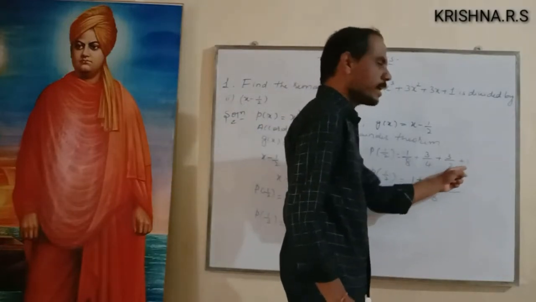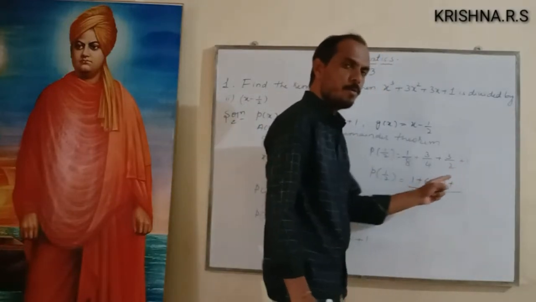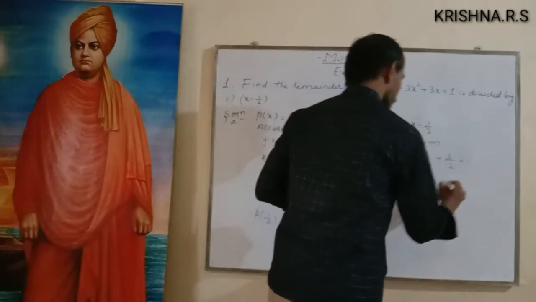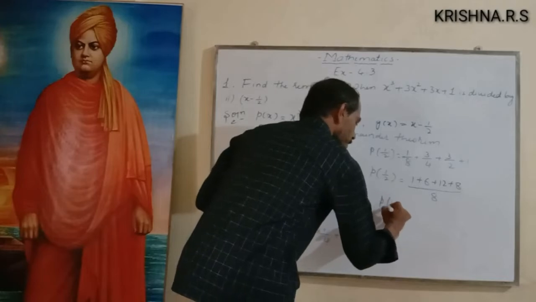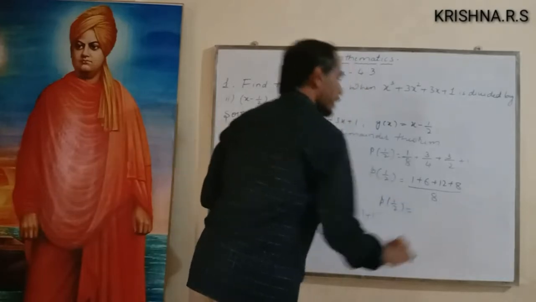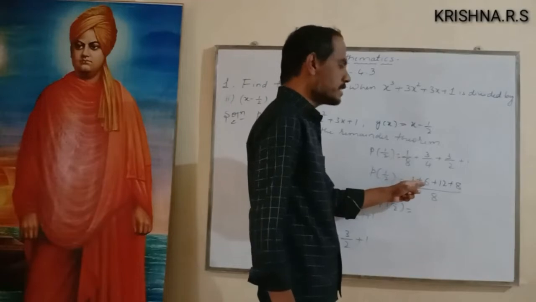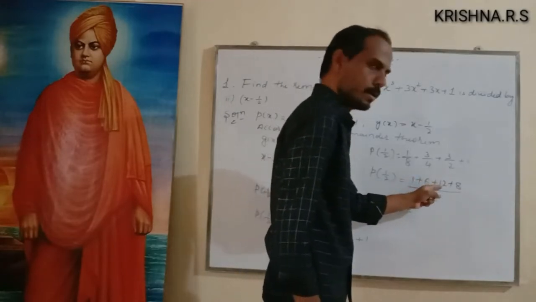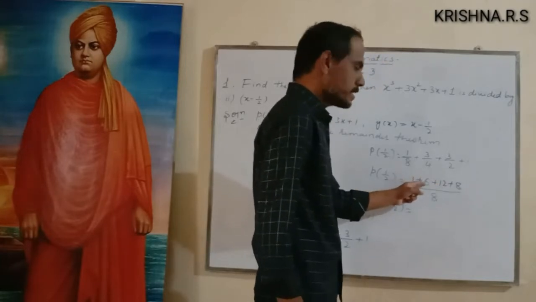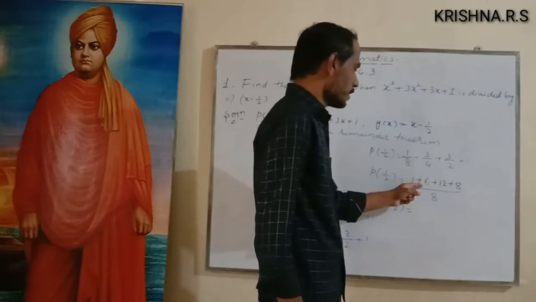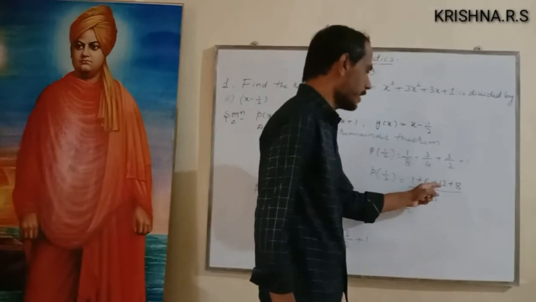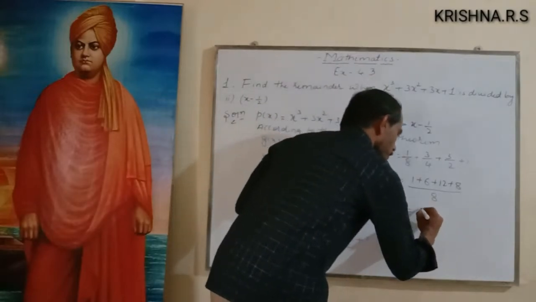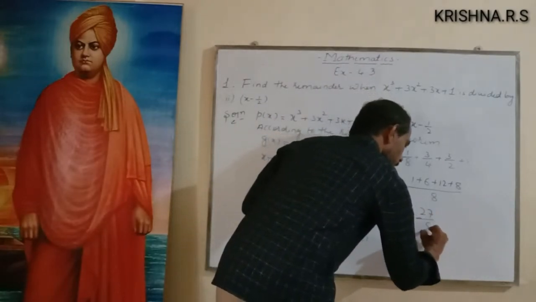The denominator is nothing, meaning 1. 1 times how much is 8? 1 eight is 8, so multiply by 8. It is 8. P of 1 by 2 is equal to: add the numerators, 1 plus 6 is 7. 7 plus 12 is 19. 19 plus 8 is how much? 27. So, 27 by 8.